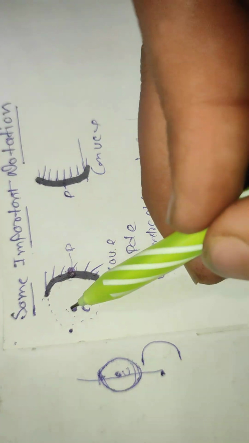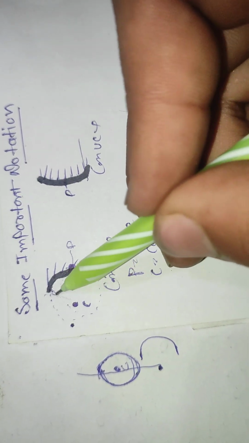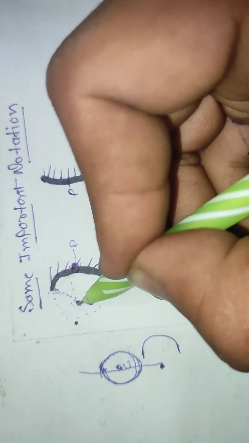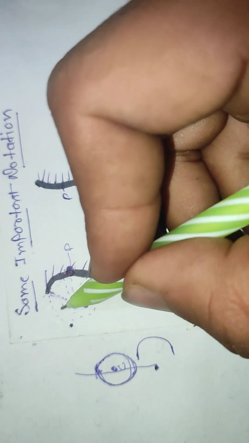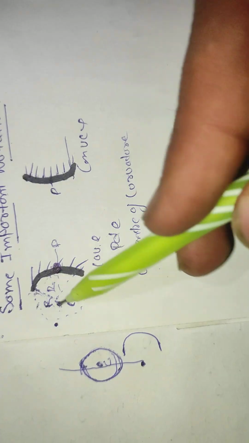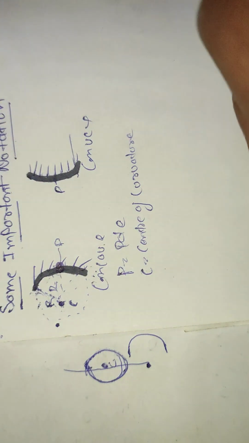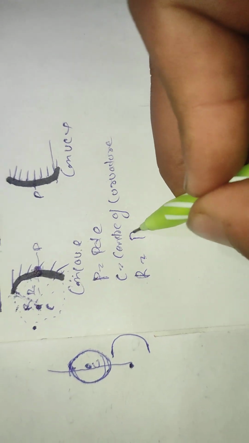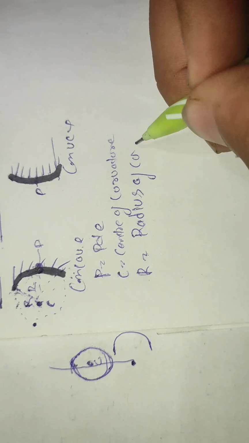If this is an imaginary circle, it has a radius. The radius means the distance is equal in all directions. So this is the radius R. This R is the radius, but of a curvature, so that's why we call it the radius of curvature.